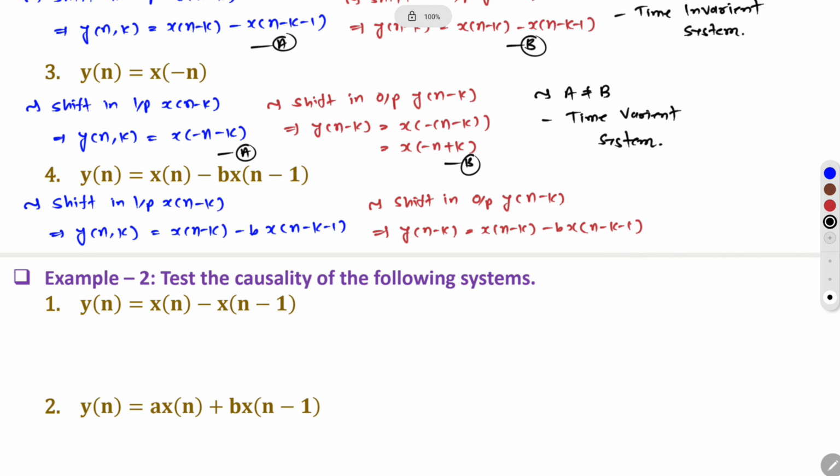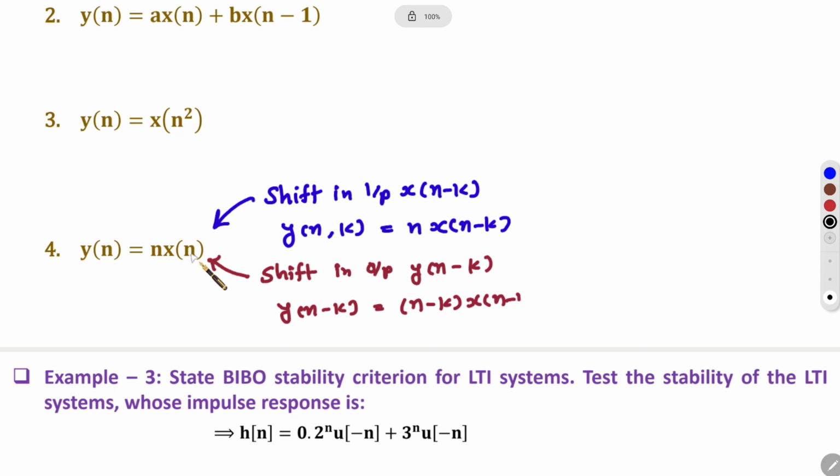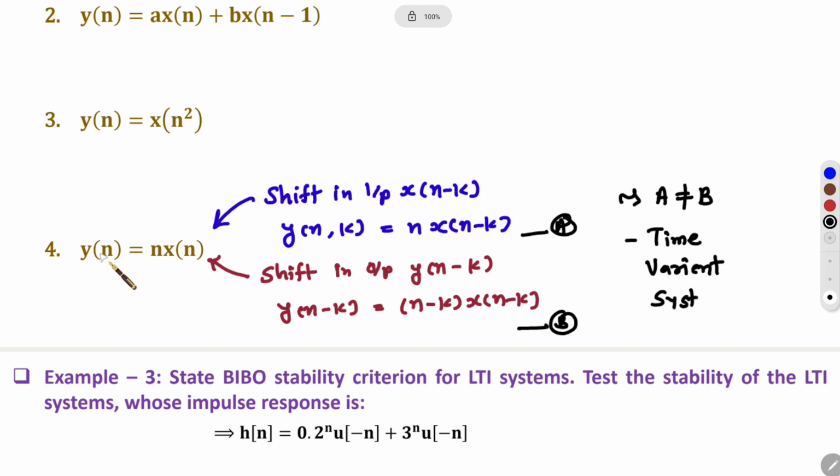If you observe case A and case B, both are the same, right? What it means? The given system is a time invariant system. See here in the second problem also, if you observe this first system, that is a time invariant system. But if you observe this fourth system, if you apply delay to input, then that will be x of n minus k. But if you apply delay to output, then instead of n, we will substitute n minus k. So you will get the fourth system, that will be a time variant system, right?